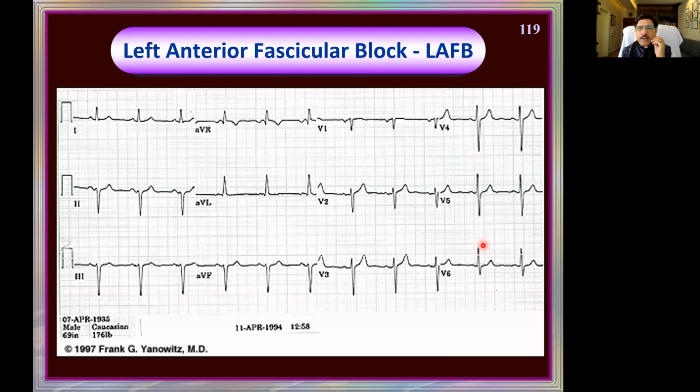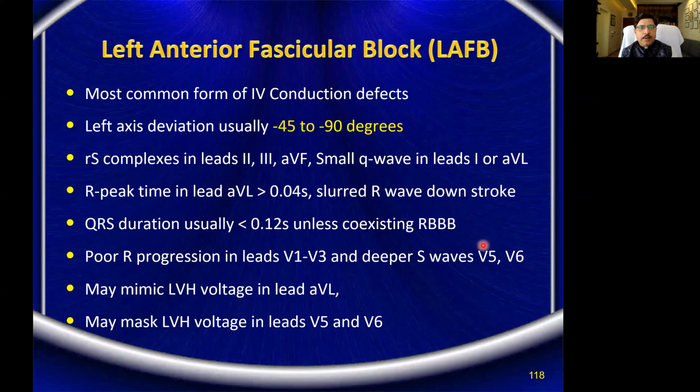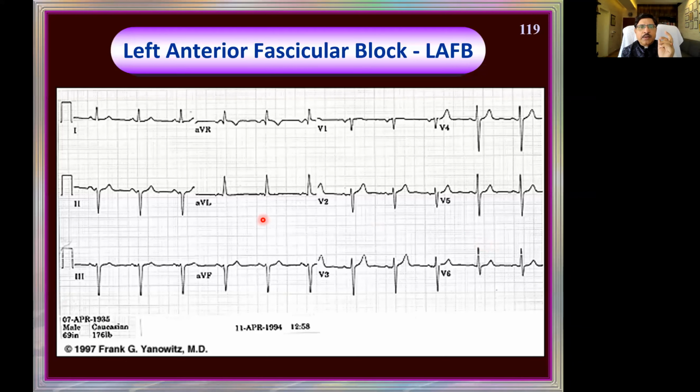And you can see that the more important thing is mimic LVH voltages in aVL, that is here. If there is a left ventricular hypertrophy, that can be masked by the left anterior fascicular block. This ECG, if you don't look at the left axis, is generally brushed aside as a normal ECG. In fact, we have found several patients who had isolated left axis deviation without LVH, without LBBB. We did treadmill. Majority of them are positive for ischemic heart disease.